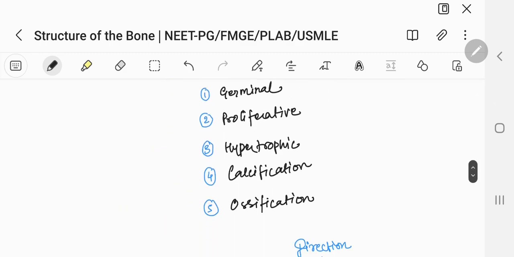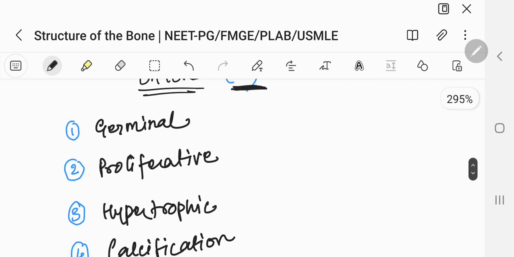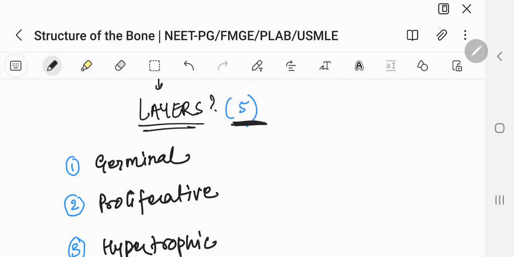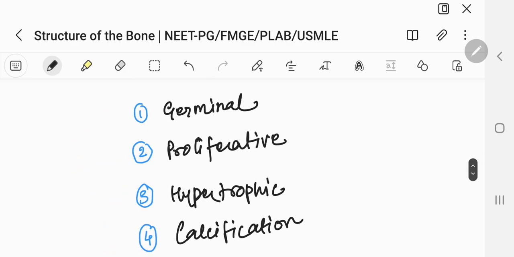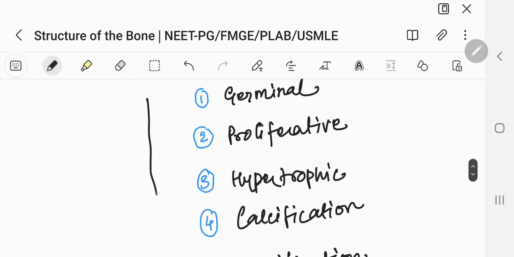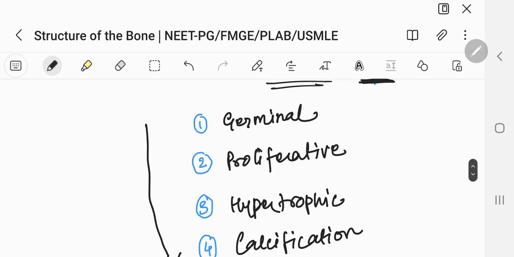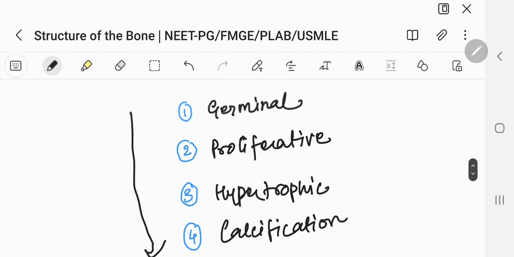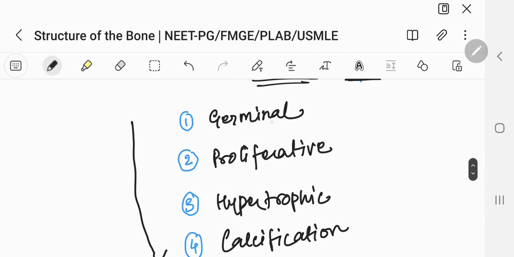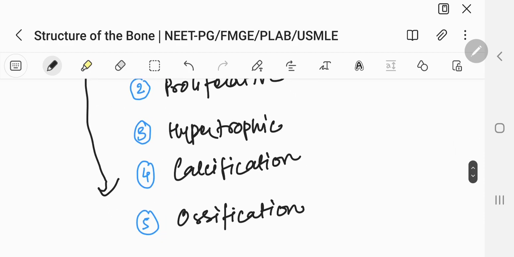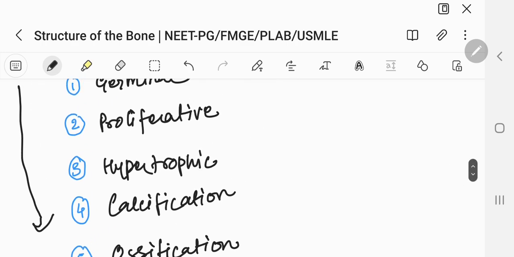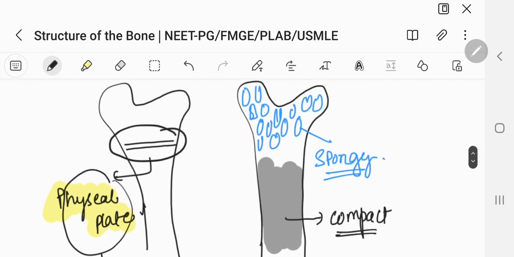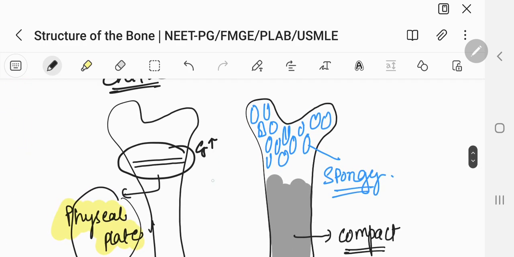Now, does anyone of you know how the growth will take place? The growth will take place from the germinal to the ossification layer. Of course, growth will not take place from ossification, then calcification, then hypertrophy. So first there will be the germinal layer, which will then proliferate, then hypertrophy, then calcify, and finally become ossified, right? Now the germinal layer is present towards the epiphysis and the ossification layer is present towards the metaphysis.